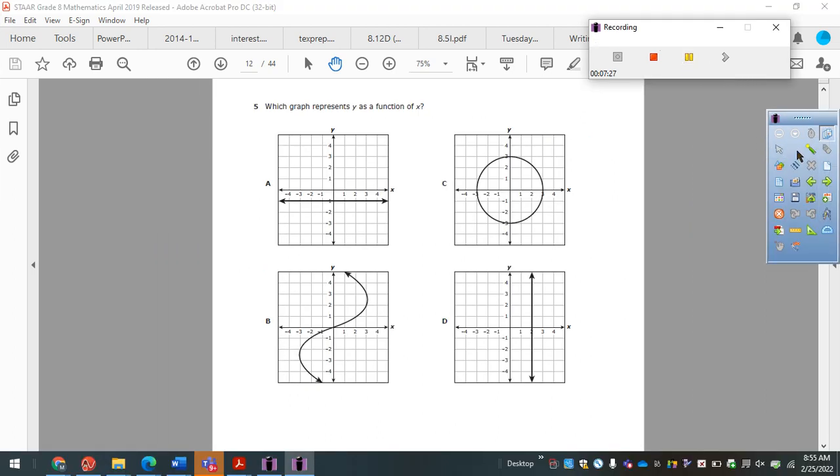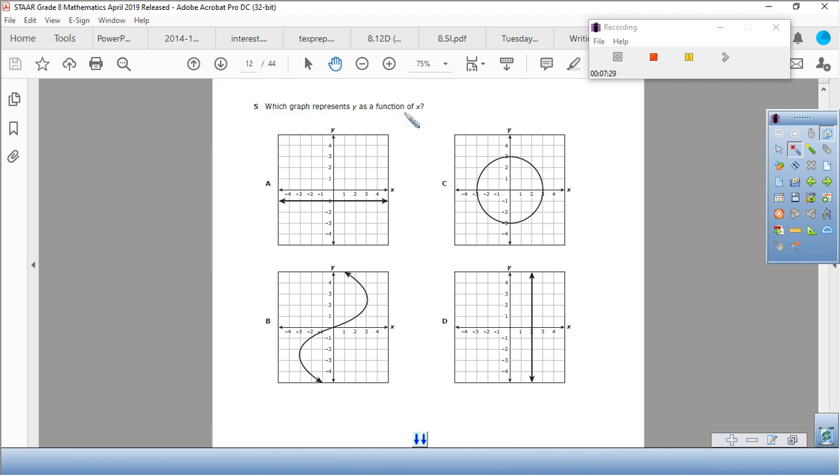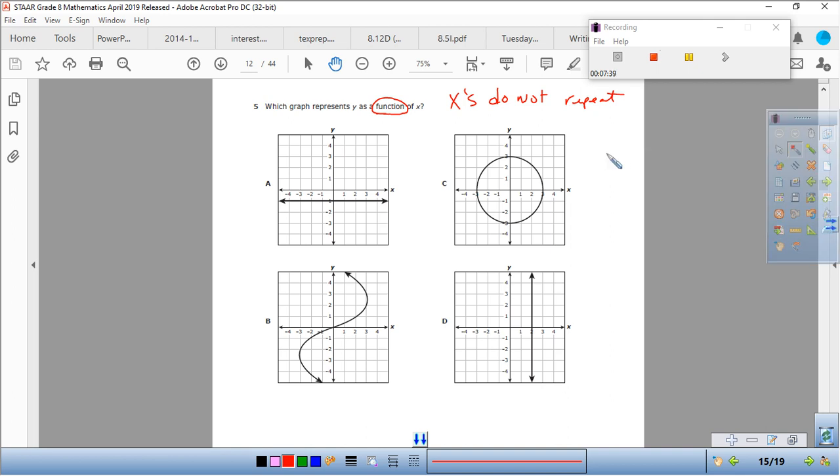So this one is a joke, guys. Going back, function. What does function mean? The x's do not repeat. Or a vertical line test. When I draw a vertical line going up and down, it crosses it once. Wherever I draw a vertical line, so that one is a function. I like that one. This one will cross it twice, so that one is not a function.